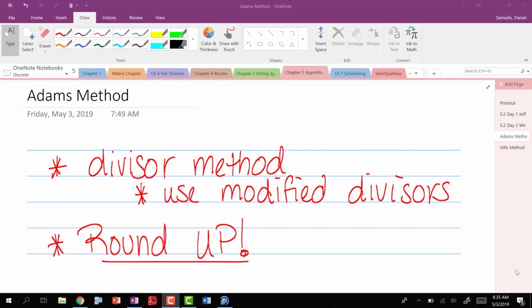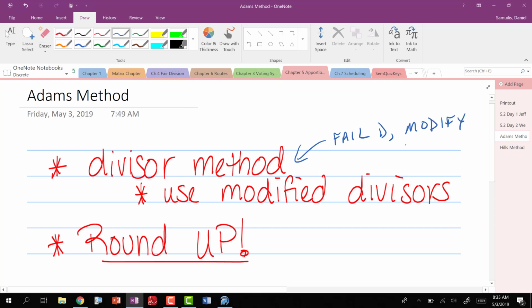Okay, so there's the Adams method. First thing is it's a divisor method. So we must remember what that means: when you get a fail on the first divisor used, you must modify the divisor, and that means it's a trial and error scenario, and that is why the calculator is the best way to do that, because it does make it faster. Think of the question in the quiz yesterday. I don't know how many states there were at the time of 1800, but there were a lot of them.